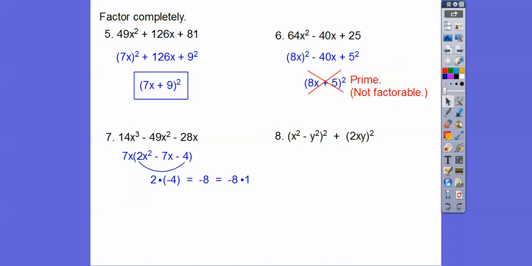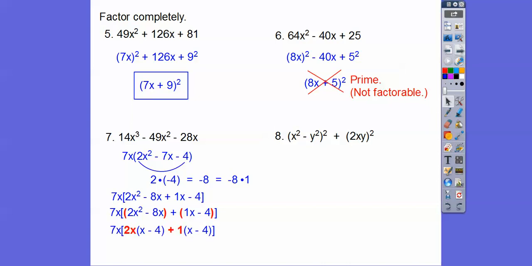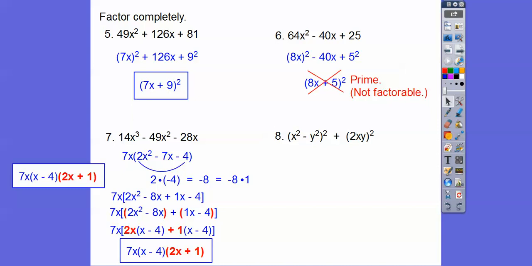Other factors of negative 8 that add to negative 7 are negative 8 times 1. So I'm going to replace this negative 7x with negative 8x plus 1x, and then factor it by grouping. So we can group those first two together and GCF out a 2x, and out of the second two a 1, and we're left with x minus 4. So there's our answer. I slid it up over there because sometimes you can't see it down at the bottom. So there's our answer right there.